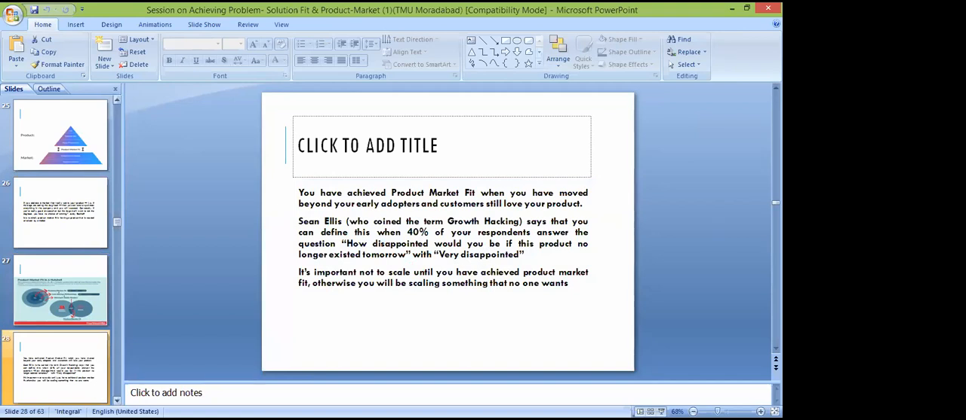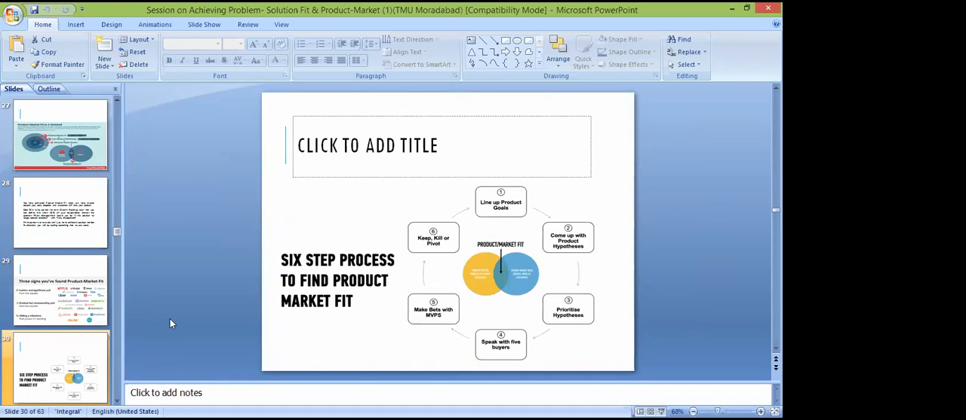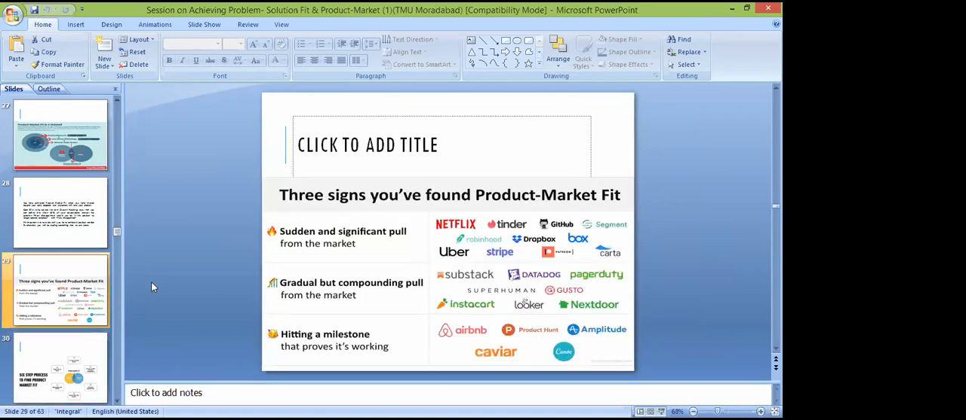Next. After this, there are three important signs, which if you are going to receive those signs, you will understand that you have achieved the product market fit. If there is a sudden and significant pulling from the market, that's a right sign that you are going to achieve success. If there is a gradual but compounding pulling from the market, that's also wonderful. You are hitting a milestone. So if you are receiving these three important signs during the journey of your startup, I am sure you must have achieved the product market fit. There are a number of companies existing around the world: Netflix, Uber, Substack, Airbnb, Caviar, which have already used the concept of problem solution fit and product market fit during a long journey of their startup cycle.